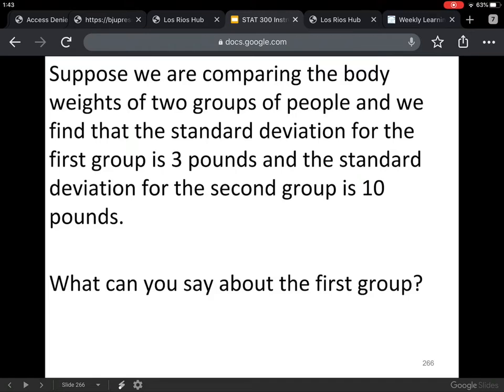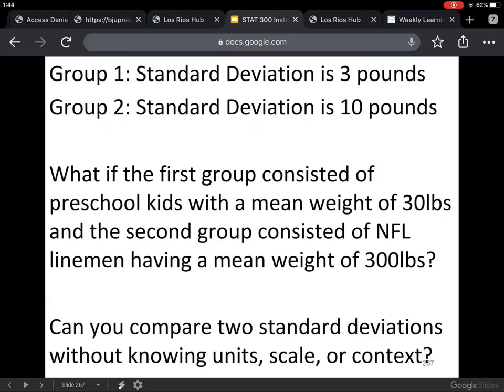Well, it looks like the first group's weights are a lot closer together than the second group, which has a standard deviation of 10 pounds. Okay, that's the conclusion that we can make from this. So if we don't know any other information, then it looks like the 3 pounds for the standard deviation of the first group is a narrower interval. Most of the data points are going to be within 3 pounds, whereas the second group is going to be 10 pounds. Most of the weights of the people are within 10 pounds.